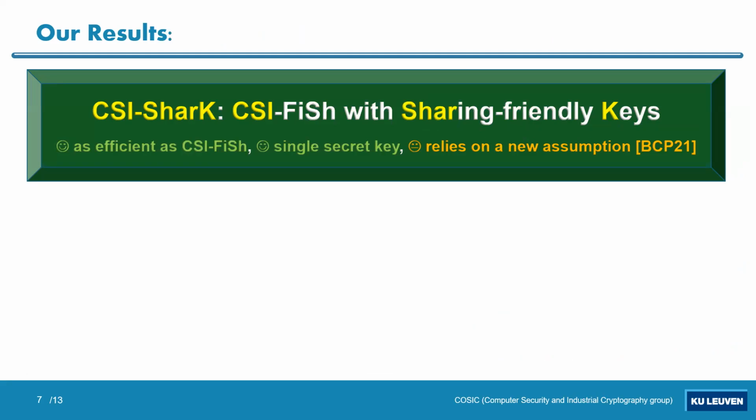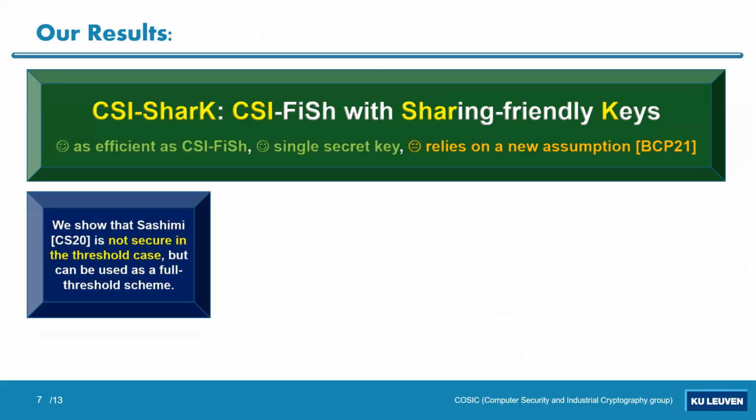And we show that it's as efficient as the previous one. It has just a single secret key. The only issue is that we rely on a new assumption that we ourselves introduced recently in a different paper. And we show that, unfortunately, the only currently actively secure threshold signature, which we mentioned, Sashimi, is not secure. Actually, in the threshold setting, there is an attack against the key generation that a malicious adversary can easily cheat. And in the signing protocol, even honest parties cannot sign the message.